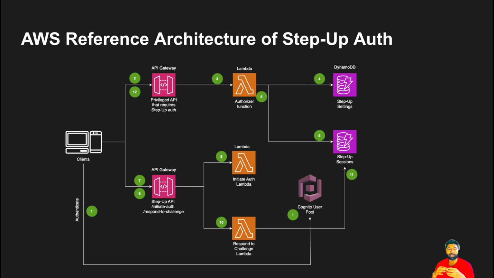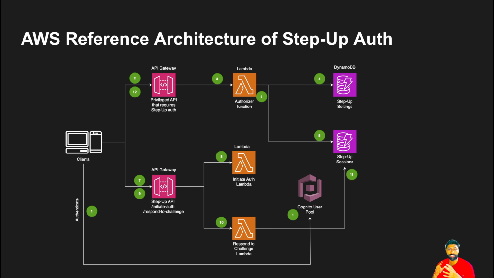So in step 11, if the Cognito response in the previous step was successful, then the Lambda function associated with the respond to challenge endpoint inserts a record into the sessions table by using the access token JTI as key. And this record indicates that the user has completed step-up authentication. The record is inserted with a time to live.